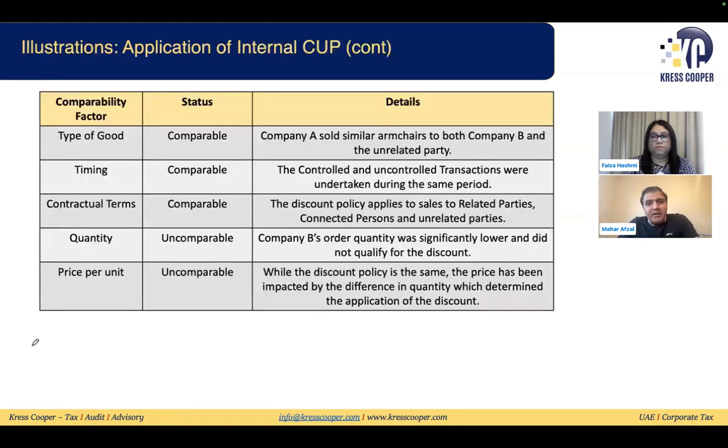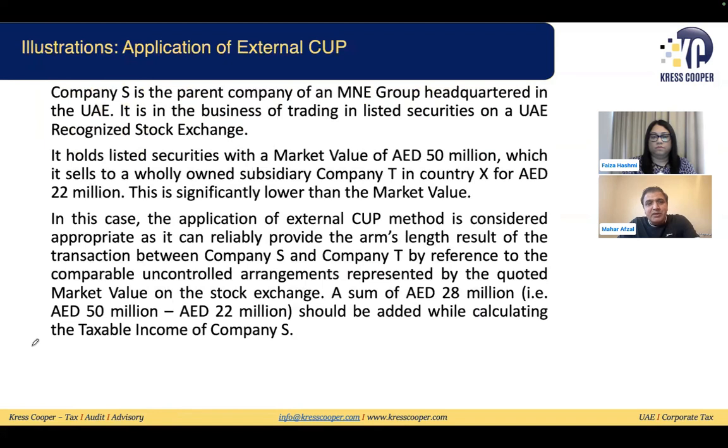So for application of internal CUP, we need to consider the type of the goods, timing, contractual terms, quantity, and price of the goods, just to make sure. In case of external CUP, this is an example of the external CUP: the price at which the security is being sold to the related party is different from the price at which it is being sold to the third party. It will be required to make an adjustment. As I mentioned earlier, based upon the market price and the internal CUP, if the circumstances are the same, the same price should be charged to the related party as well.